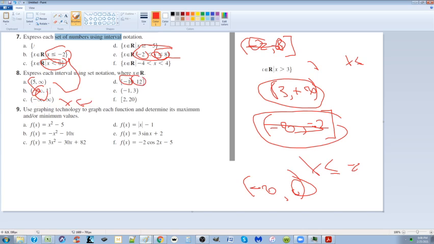This is minus 10 is included, so is 12. This is minus 2 and 3 not included. 2 is included, 20 is not. Graphing technology, Desmos. This is a parabola upwards facing with 0, minus 5 vertex. This is a parabola downwards facing.